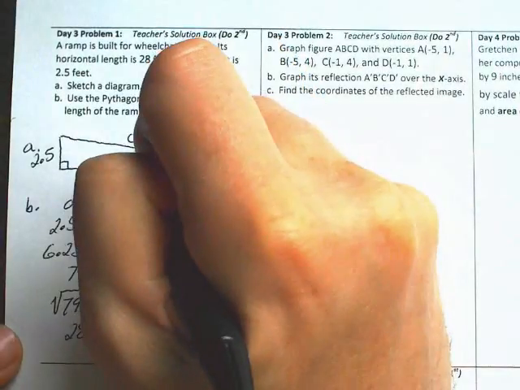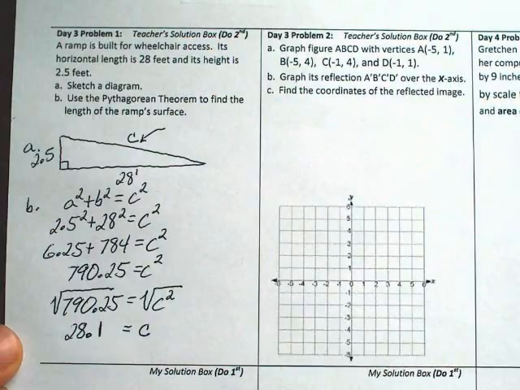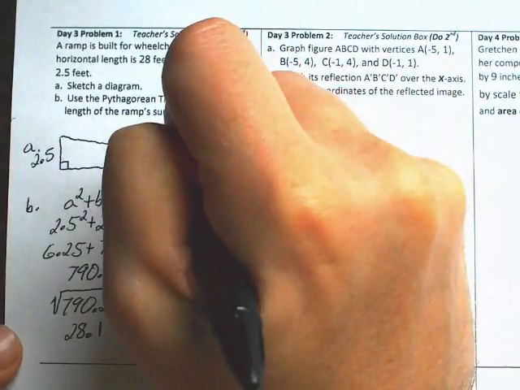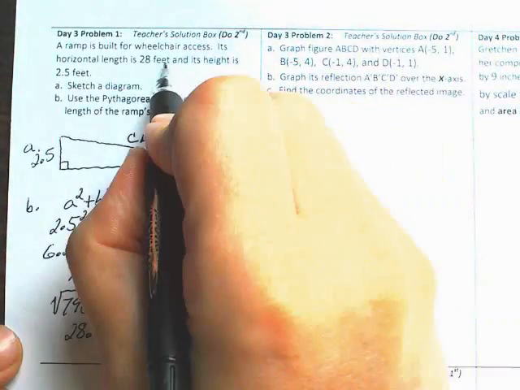In our drawing, that goes right there. That is the ramp's surface, and we think it is 28.1 feet.